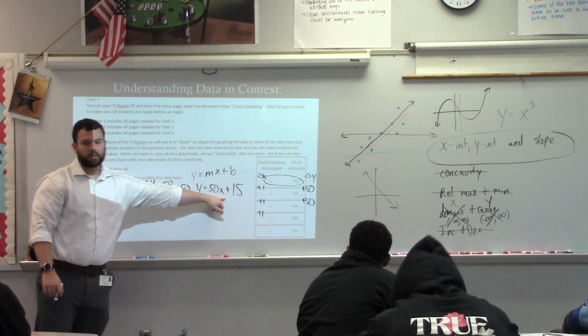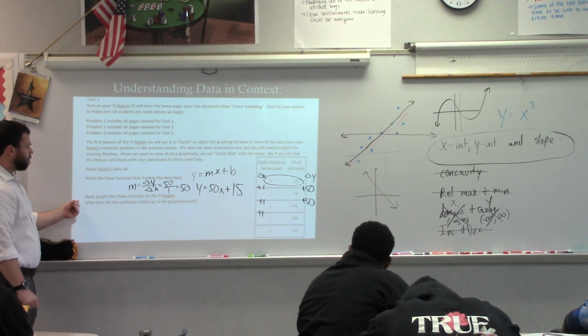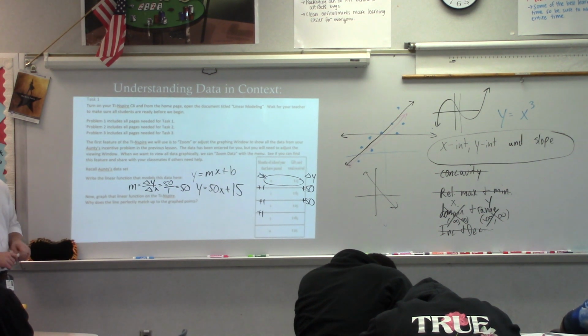Remember we just went through the creation of that equation, 50x plus 15. So, a couple of details I want to point out. Why does the line perfectly match up to the graphed points?